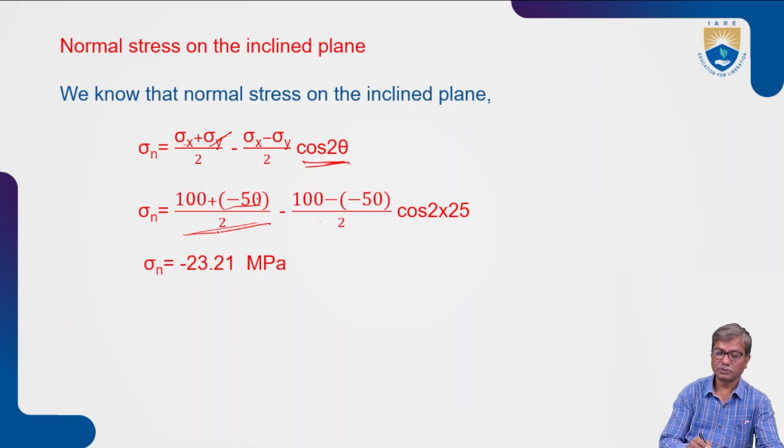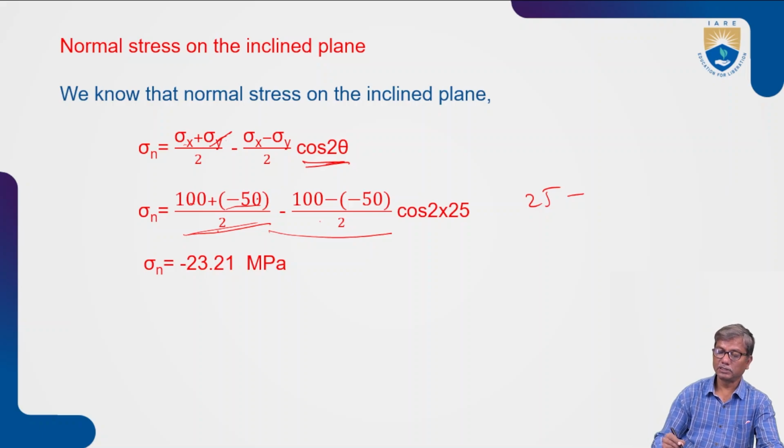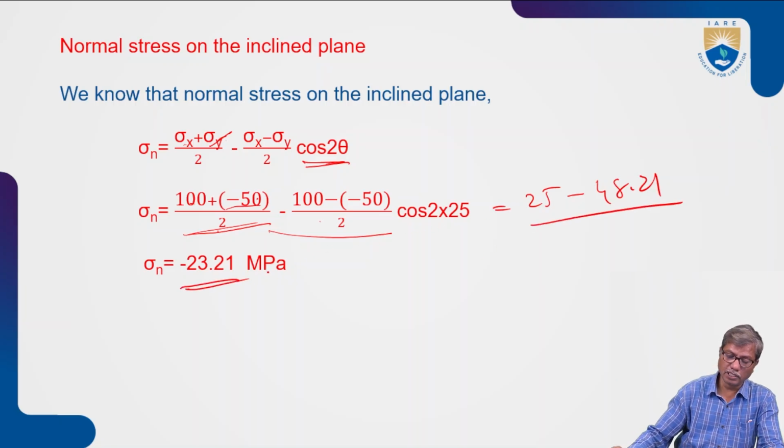So here 100 minus 50 by 2, that is 25. And this one, 100 plus 50 by 2, 75 into cos 50. Okay. That comes I think around 48.21. The resultant of this is minus 23.21.